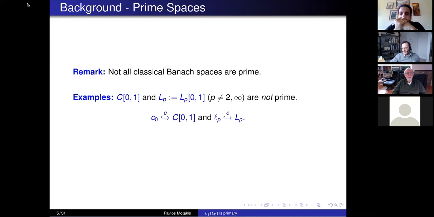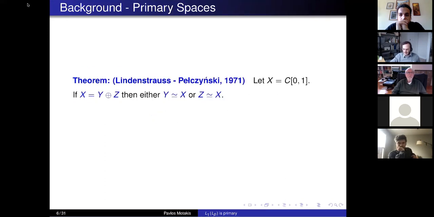Once you escape from the classical spaces c0 and little ℓp, and you go to their function versions, namely the continuous functions on [0,1], or the measurable function spaces, then they contain complemented subspaces that are isomorphic to corresponding sequence spaces. So they're not isomorphic to the whole space. So these spaces are not prime. But they satisfy something else, something nice.